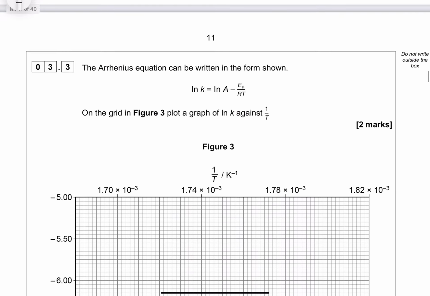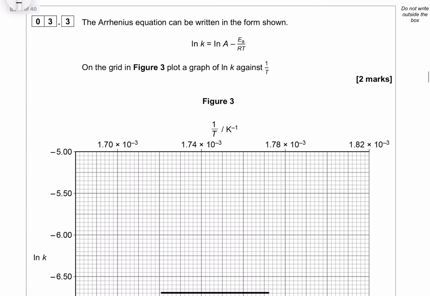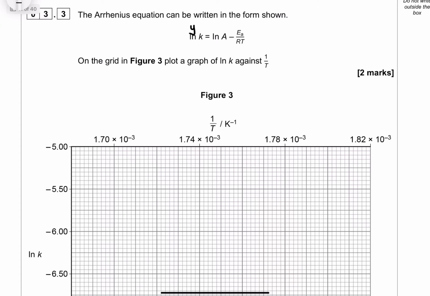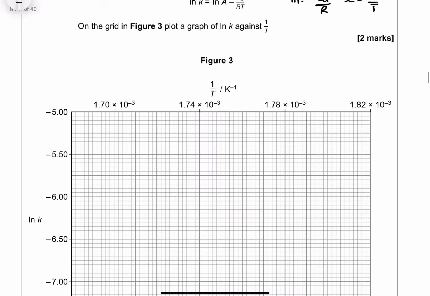The Arrhenius equation can be written in the form shown. On the grid in figure 3, plot a graph of ln k on the y-axis against 1 over T. So this here is our mx plus c. So our m is equal to minus Ea over R, and our x is equal to 1 over T. We have to plot the values.